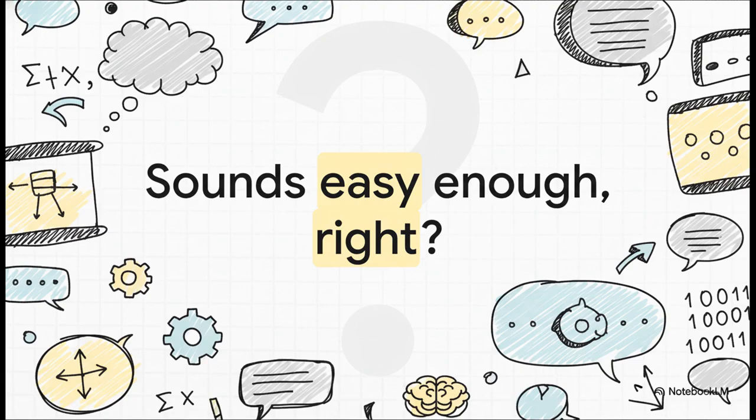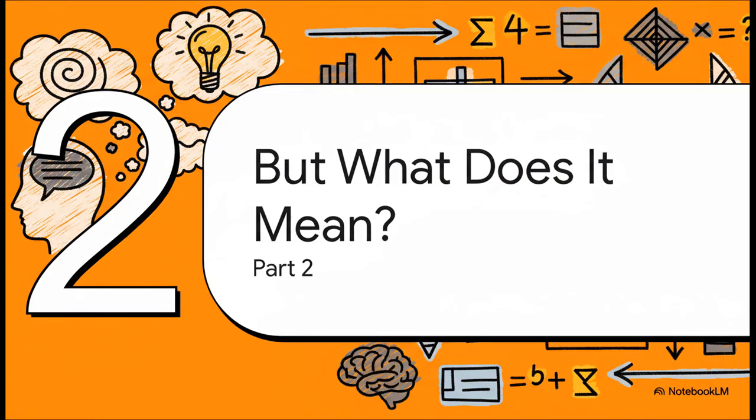But, and this is a big but, this is exactly where things start to get tricky. Because hiding inside that simple little model is a massive problem. Which brings us to part two. But what does it mean? Let's zoom in on that model we just talked about, especially on those two little words, figure out. What do we actually mean by that?